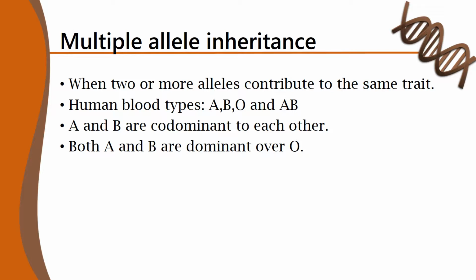So multiple allele inheritance is when there are two or more alleles that contribute to the same trait. Up to this point, we've only talked about there being two different alleles. In human blood types, we have three. There's A, B, and O. O actually would be no antigen, while there's the B antigen and the A antigen. A and B are codominant to each other, meaning they both exist and we see both conditions. And both A and B are dominant over O.